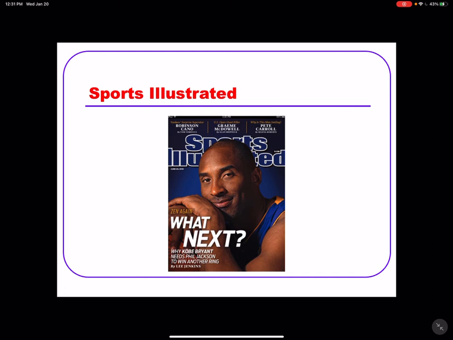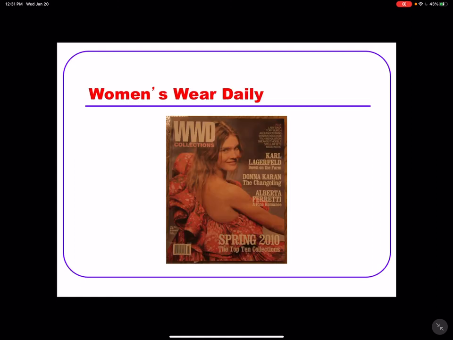Sports Illustrated, old cover. Makes us sad to look at now. What kind of journal is Sports Illustrated? That's popular. How about Women's Wear Daily? That's a little bit tricky. That's a trade journal. So even though it's definitely not a scholarly article, because it's the quickest way that you can learn about fashion trends, I would probably accept that if it were directly related to your topic.